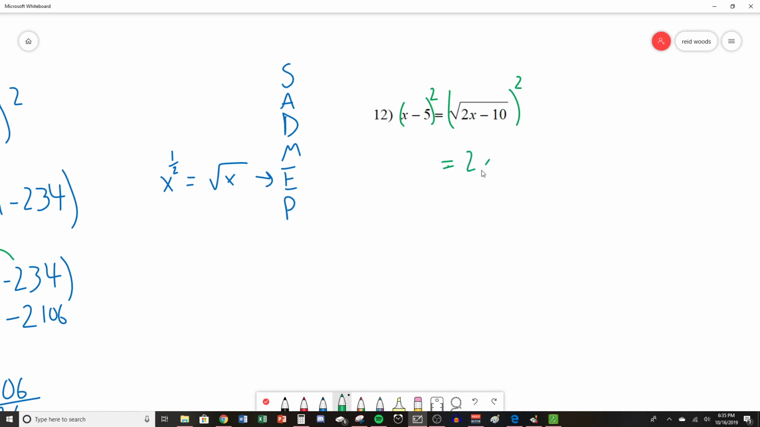I have 2x minus 10. Then what do I do with this? Well, I need to use either FOIL or box method and multiply it, because it's going to be x minus 5 times itself, x minus 5 squared: x squared, negative 5x, negative 5x, and then this right here multiplied is 25. Okay, that's what we're doing, is multiplying. So if I combine all the like terms and rewrite this, it's x squared minus 10x plus 25.